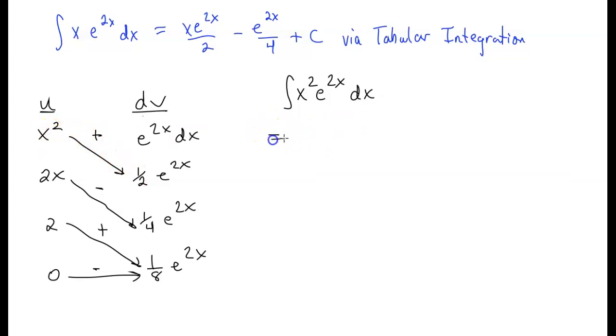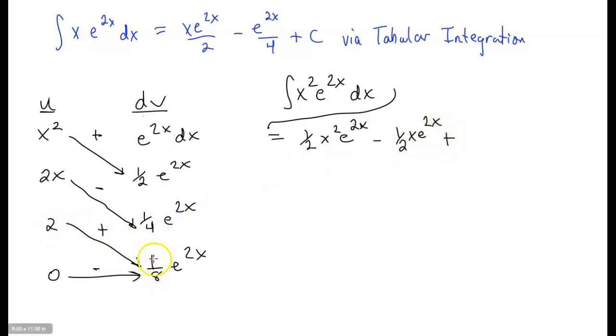So if we figure out what this is going to be, this is going to be x squared times 1/2 e raised to the 2x. So we'll just say 1/2 x squared e raised to the 2x. All right, and so next would be minus 2x times 1/4 e raised to the 2x. So that would be like 1/2 x e raised to the 2x. And then we'll have plus.